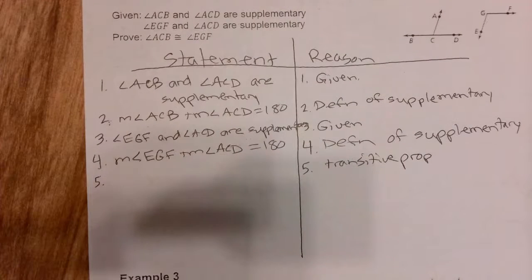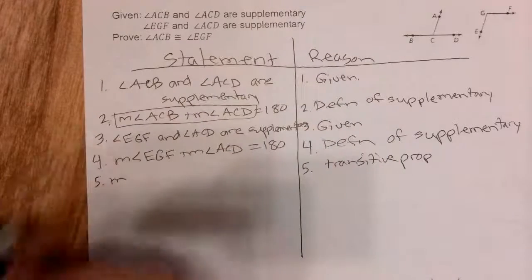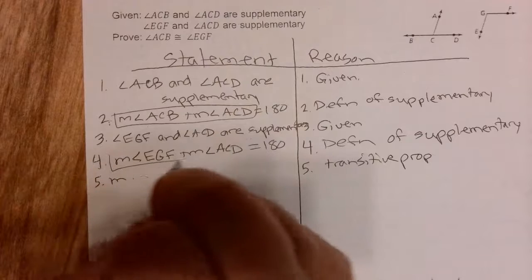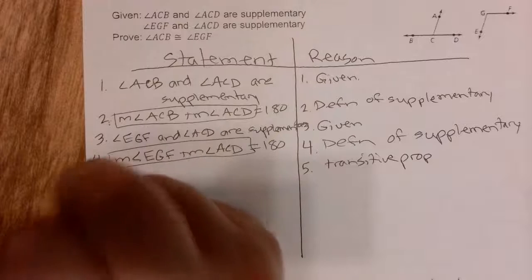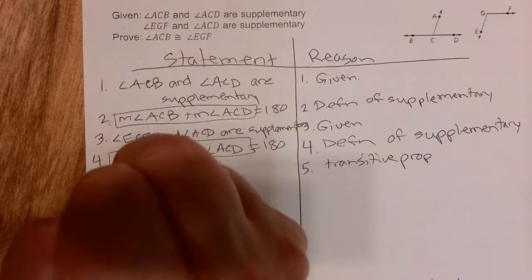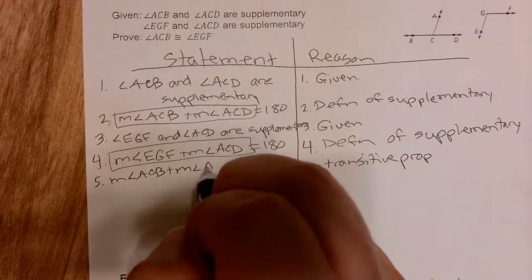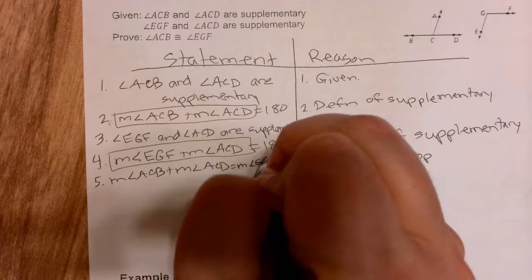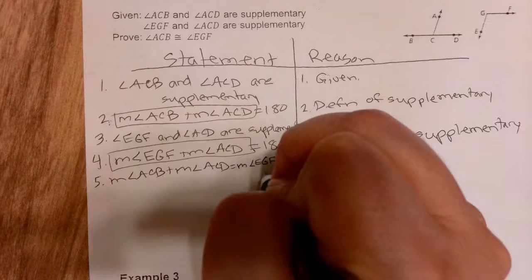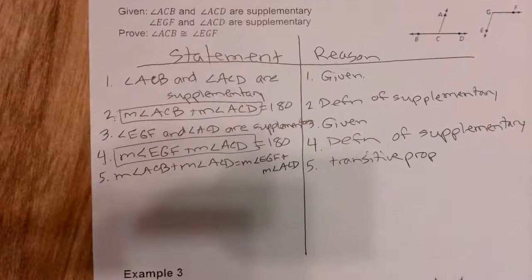So let's see here. Let's put the measure, this part, which is equal to 180, equal to this part, which is equal to 180. So the 2 parts in the rectangles are now equal. Measure of angle ACB plus the measure of angle ACD equals the measure of angle EGF plus the measure of angle ACD.